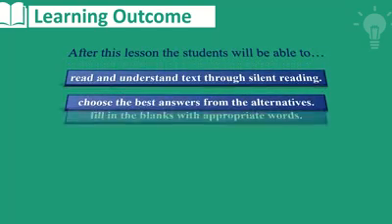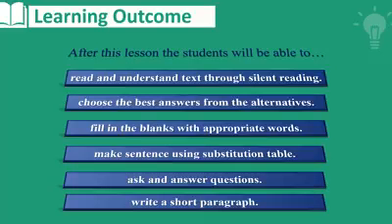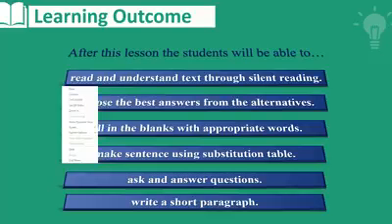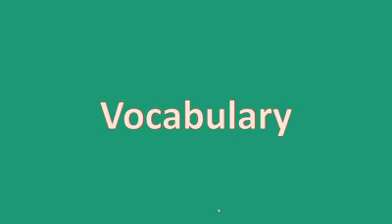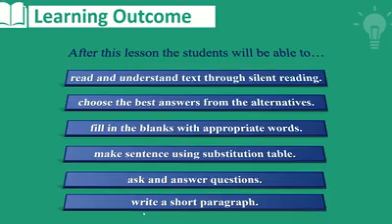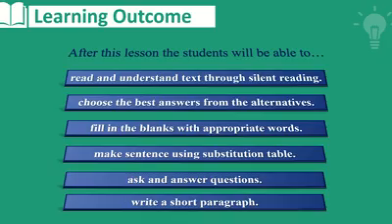The learning outcome. After this lesson, the students will be able to read and understand text through silent reading, choose the best answers from the alternatives, fill in the blanks with appropriate words, make sentences using a substitution table, ask and answer questions and write a short paragraph. I hope after the class this learning outcome will be fulfilled.